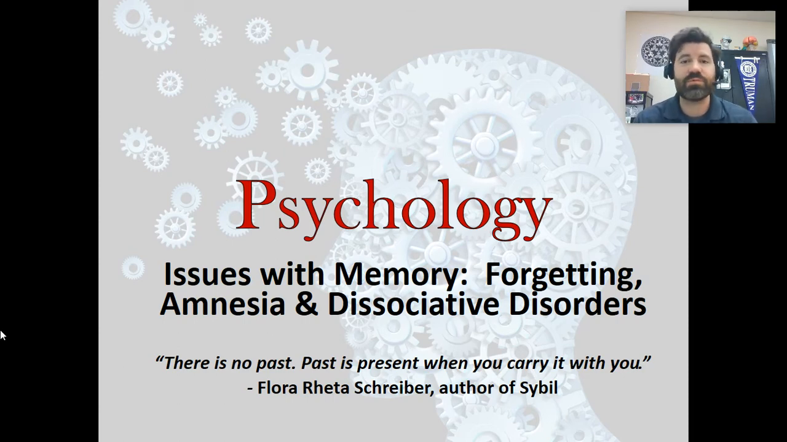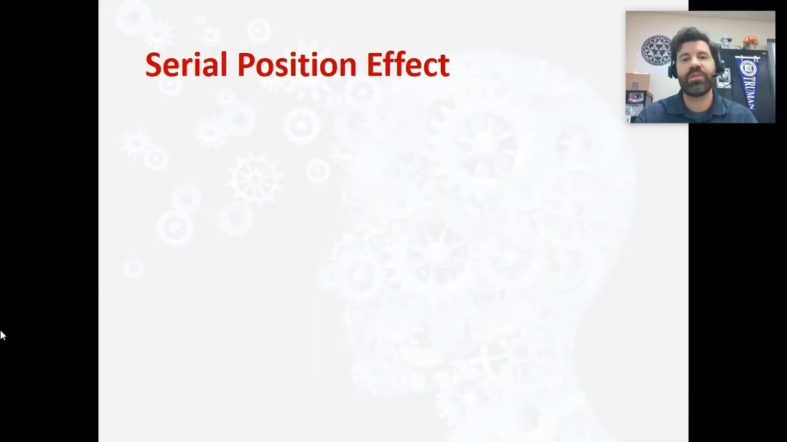Our last lecture was about retrieval, getting that information out. What happens when things go wrong? That's the point for today. So we're going to start with this idea of when we have competing information and how that may impact whether or not we can recall or recognize information.